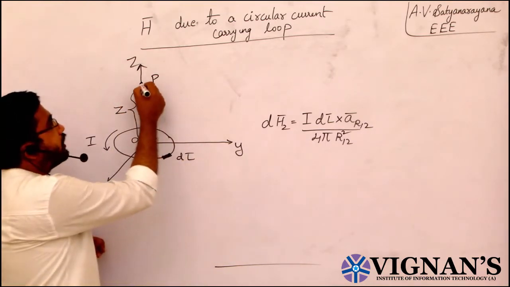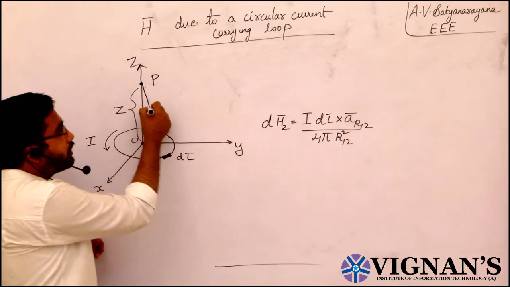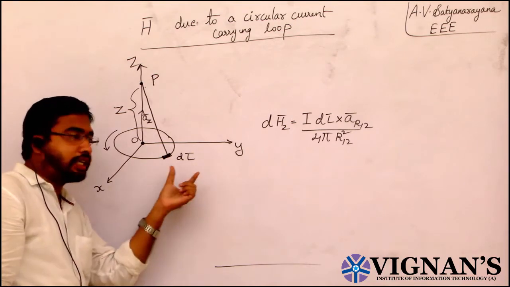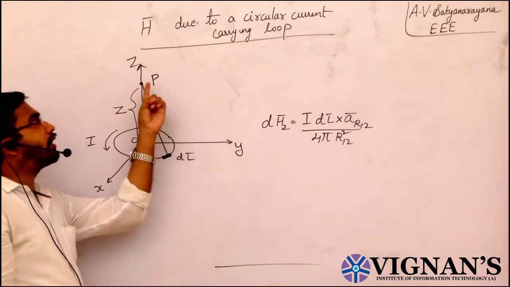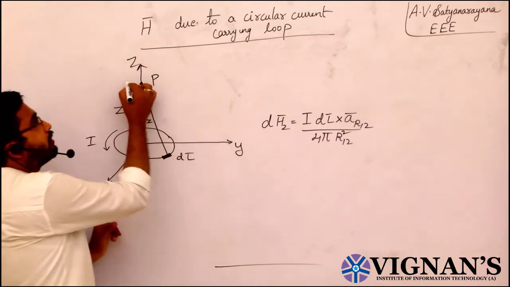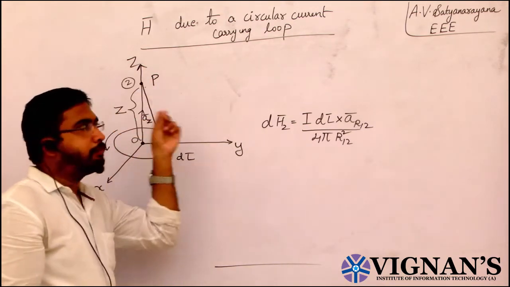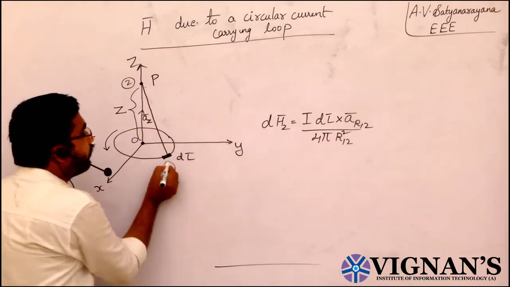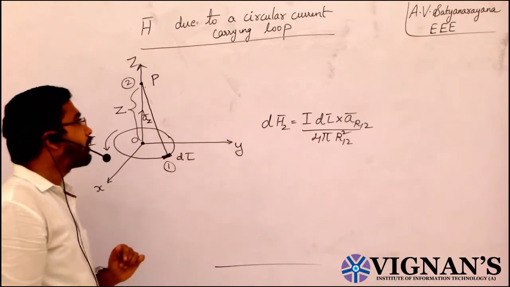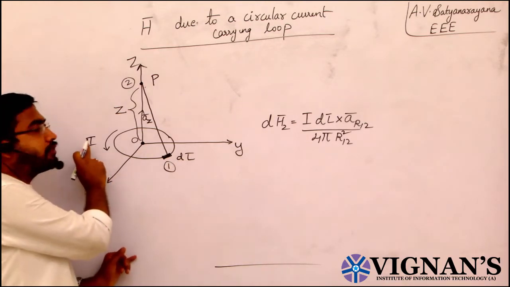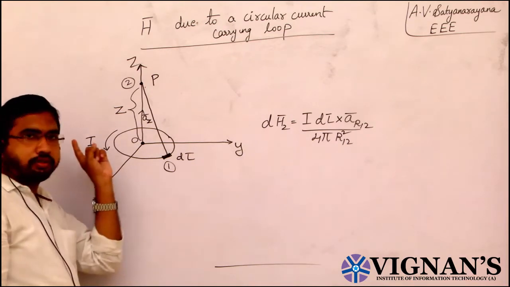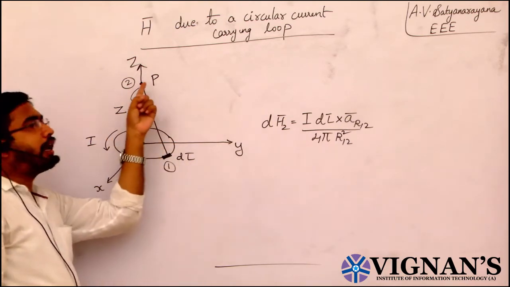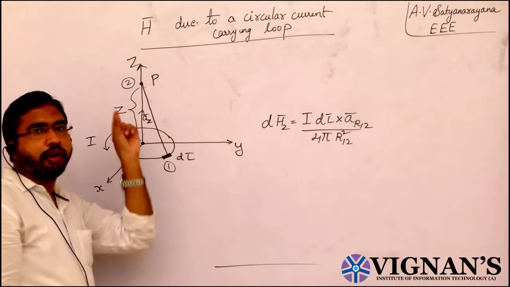Now the distance between your point P and this differential length is marked like this. Due to this differential length dl you want to find the magnetic field intensity at P. That means this is the second point where you need to find the magnetic field intensity. You can apply that formula here. This is the first point where your differential length dl is kept, and the current flowing in this loop is I. Now due to this differential length in that loop, I want to find the magnetic field intensity at this point P, which is point number 2.